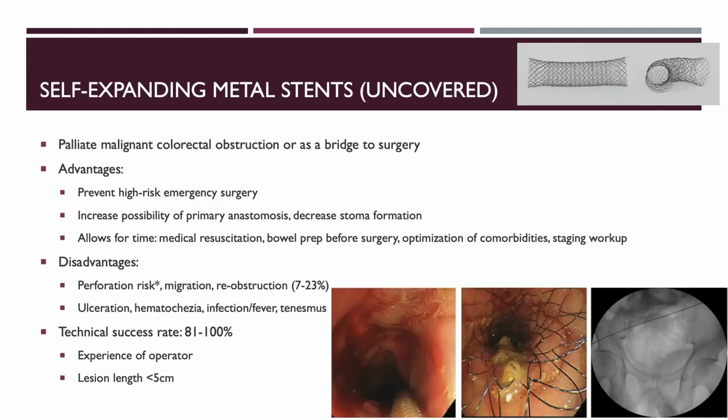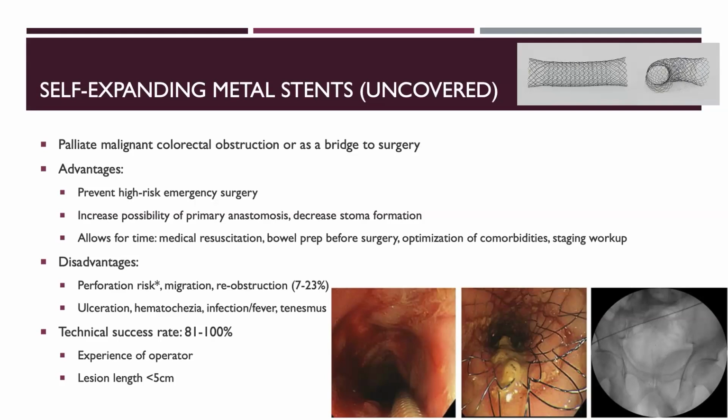Technical success rate is 81 to 100%. Again, that really depends on the experience of the operator. The 80% is typically when we have very complex, angulated malignant strictures that may require a little bit more finesse in order to get the stent across. Again, the highest rate of success is for lesion lengths less than 5 centimeters, but we are able to compensate to a certain degree if we have longer strictures.